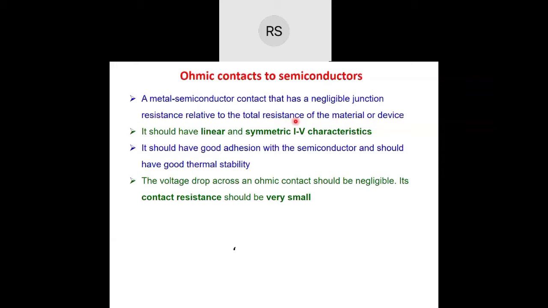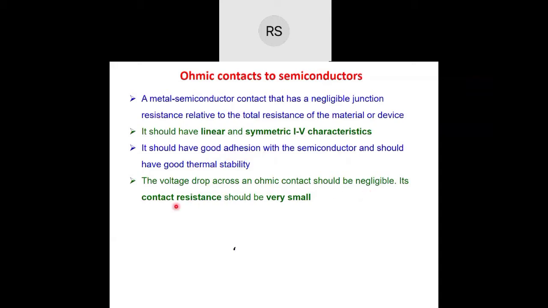So you actually need one ohmic contact from the P side and another ohmic contact from the N side. And these are in no way disturbing the behavior of the PN junction or the PN interface. I hope you have understood about ohmic contacts. It should have good adhesion technologically and good thermal stability, and the voltage drop across an ohmic contact should be negligible. It's the same thing, or I can say it's contact resistance.